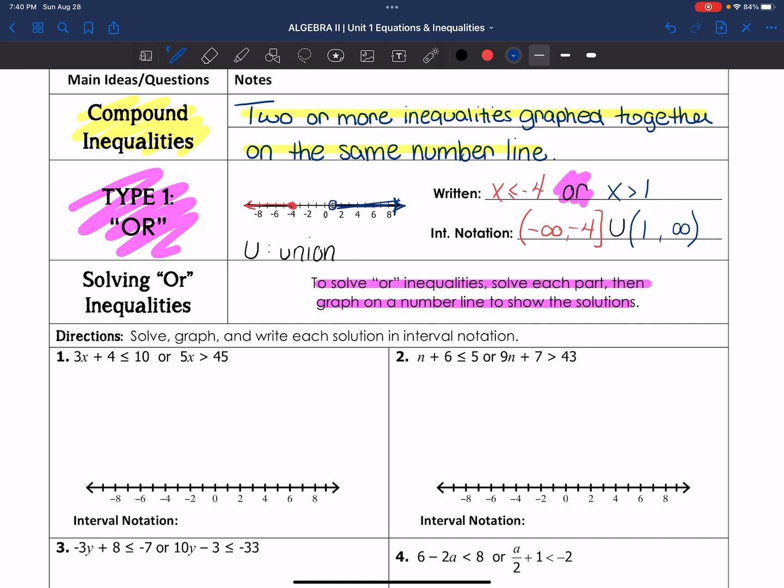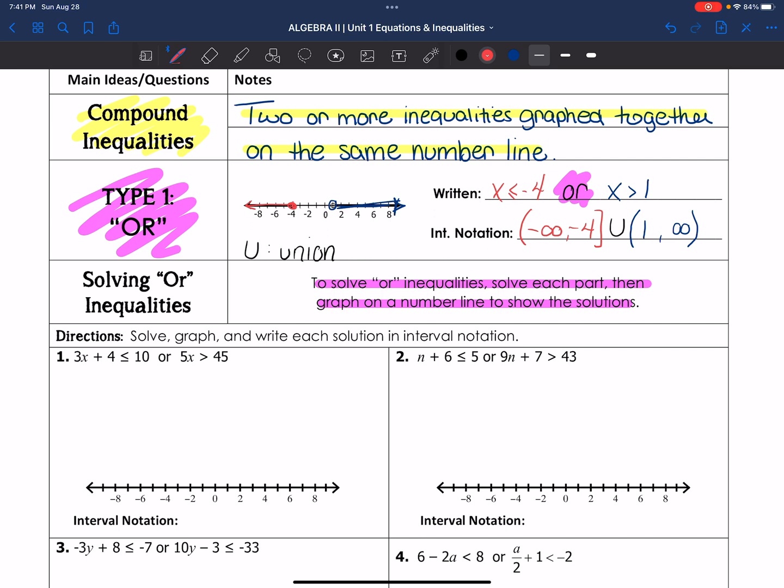So now that we've figured out how to write them in inequality and interval notation given the graph, how do we actually go about solving these? To solve these OR inequalities, you're going to solve each part and then graph on a number line to show those solutions. So let's go ahead and do that here with our first. We're going to solve, graph, and write our solution in interval notation.